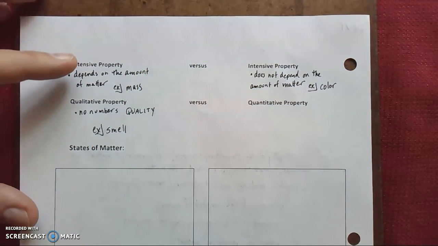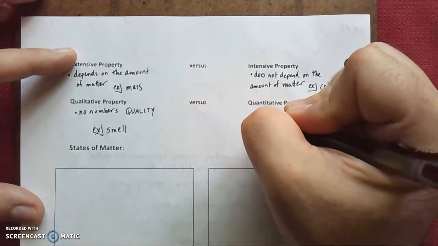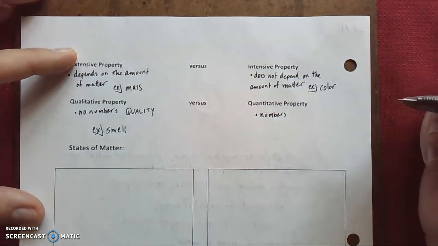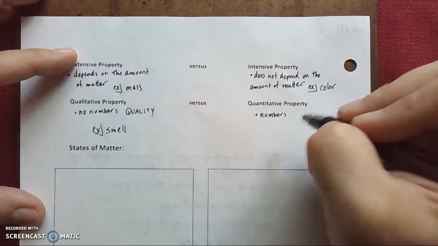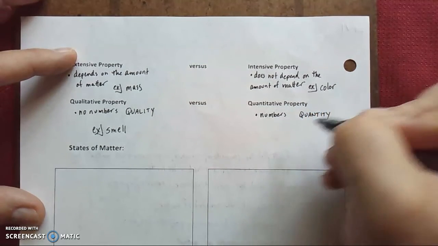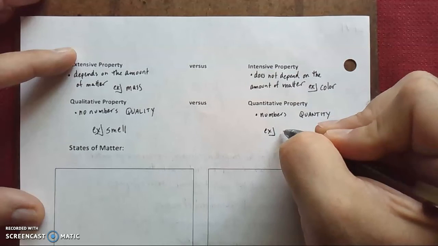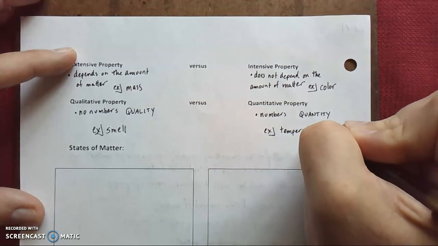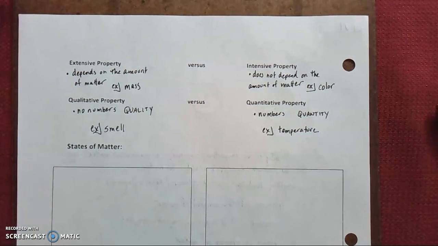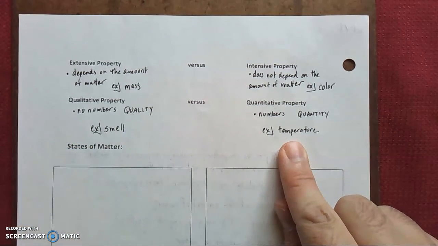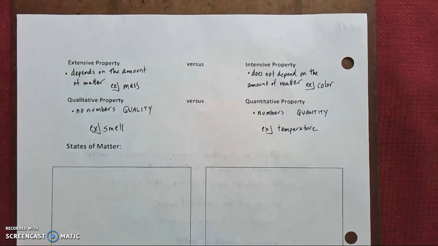Quantitative has the word quantity in it. This involves numbers. So if we use numbers to describe a property, it's quantitative. So we can think of quantity. An example of this would be temperature. So we use numbers to describe that property. Over here we use words, no numbers. Quantitative, we use numbers to describe that property.